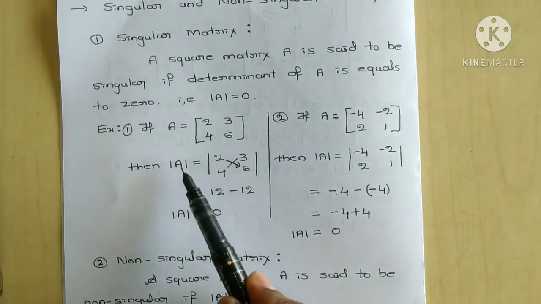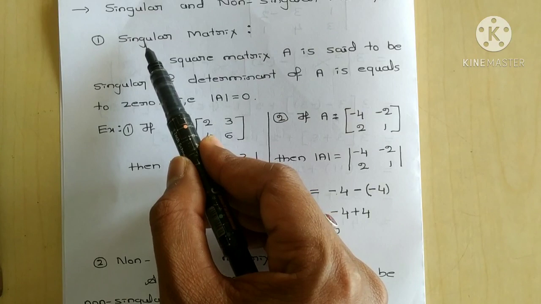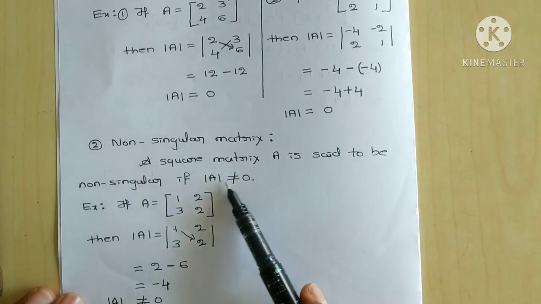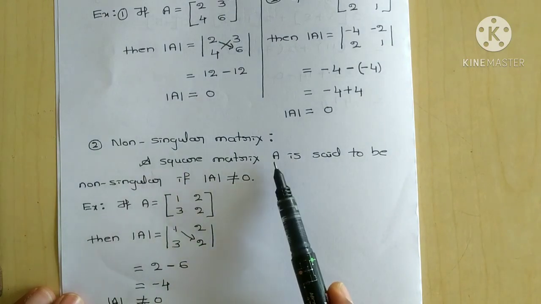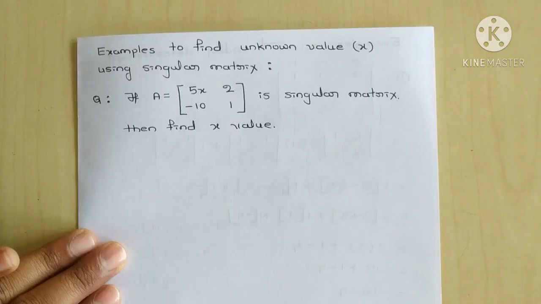Singular matrix means what? If the determinant of A value goes to 0, then such a square matrix is called a singular matrix. If the determinant of A value is not equal to 0, then such a square matrix is called a non-singular matrix.